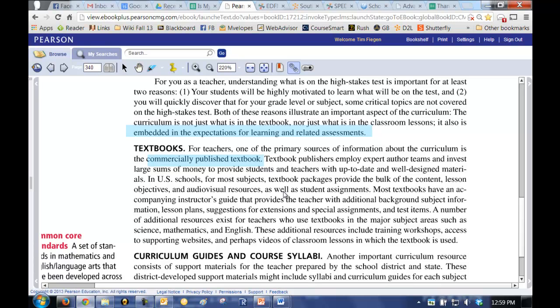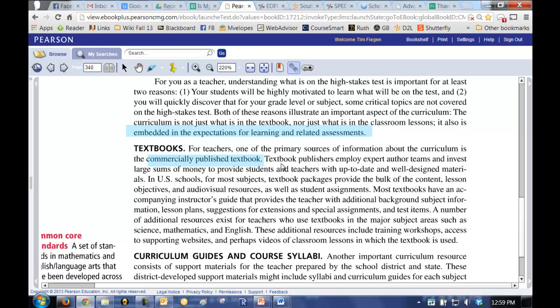For teachers, one of the primary sources of information about the curriculum is the commercially published textbook. It's a little bit diminished from what it was 10 years ago because there's so much information on the web now. But for the most part, this will still be the center of teaching in schools, what the commercial textbook does in adopting that. And it's big business because big districts will buy thousands of dollars' worth at a time. So it's big business for whoever can get their textbooks into a school.